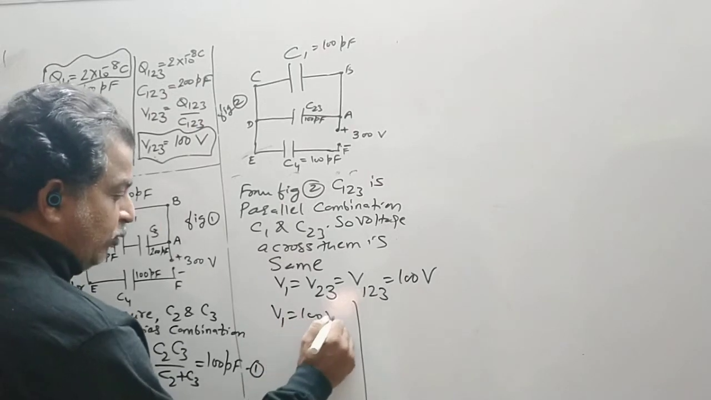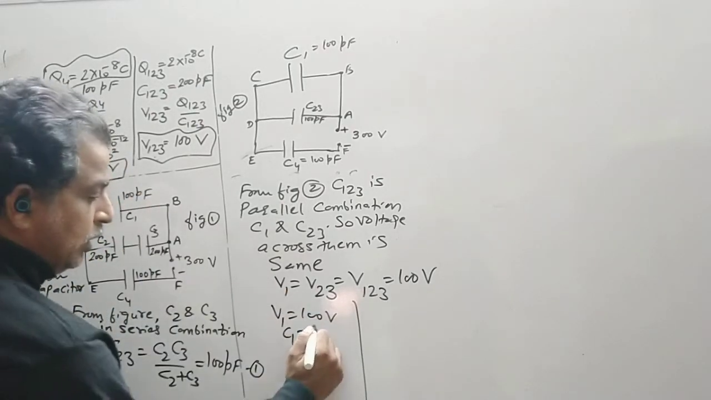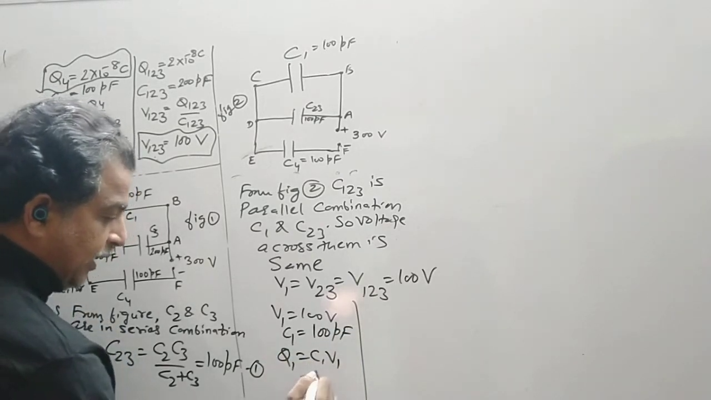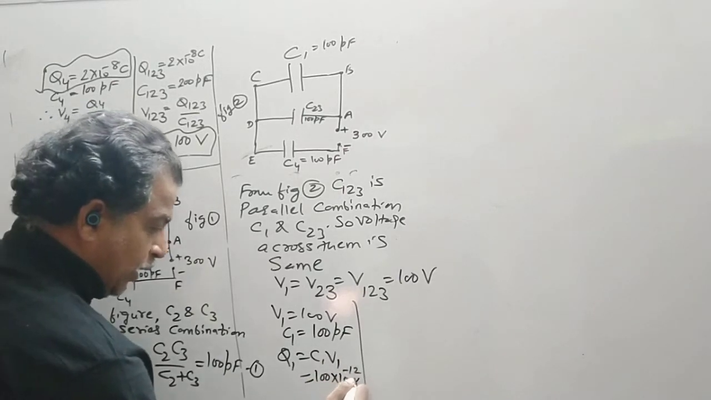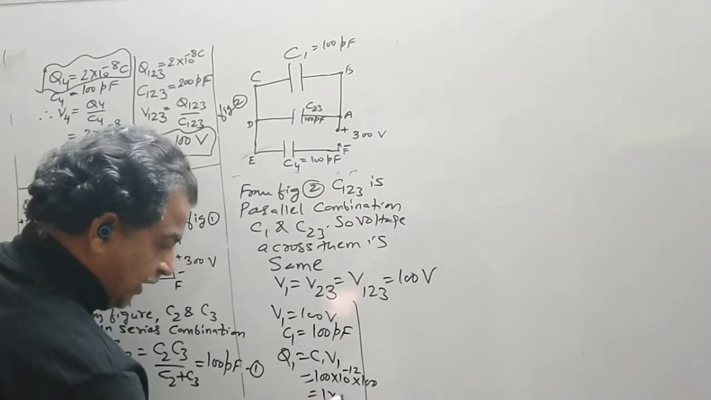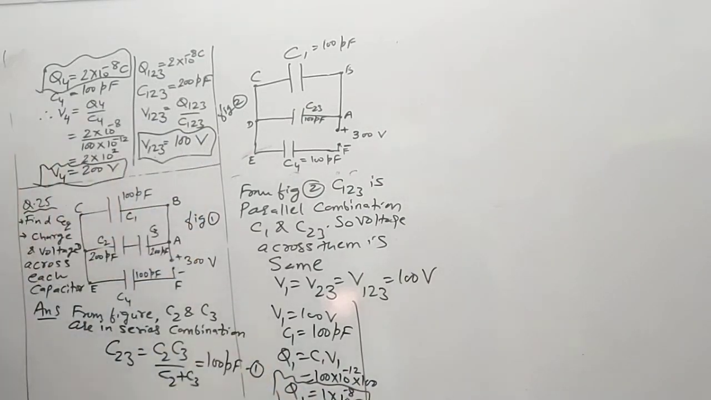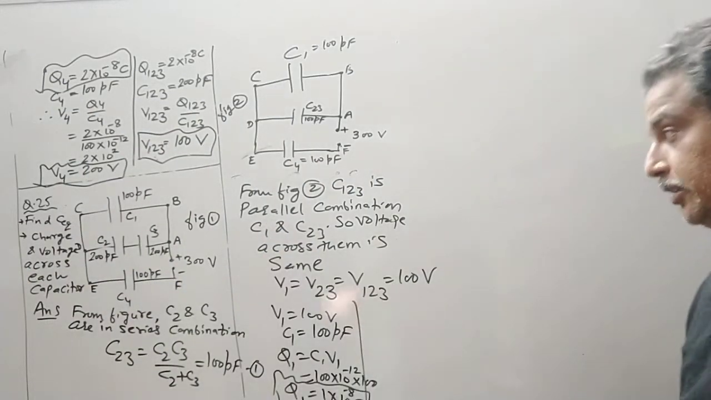V1 is equal to 100 volt. C1 is equal to 100 picofarad. So Q1 is equal to C1 V1, that is 100 into 10 raised to minus 12 into 100, that is equal to 1 into 10 raised to minus 8 coulomb. So Q1 is equal to 1 into 10 raised to minus 8 coulomb. Say the total charge production was 2. Total charge production was 2. So we will see the values. Q4 is 2. Charge can neither be created nor destroyed. So we will check our answer also.